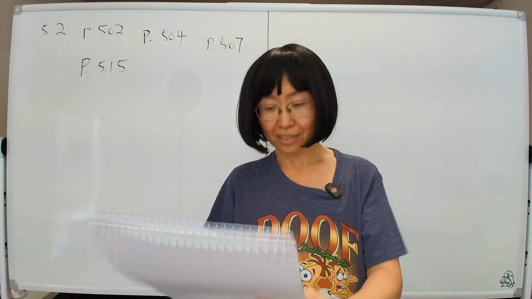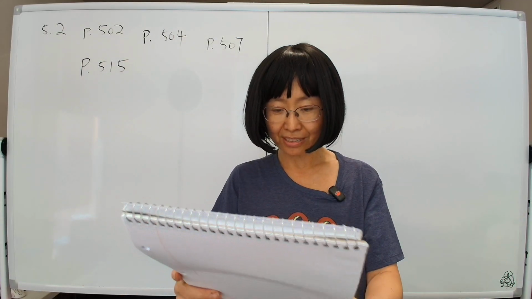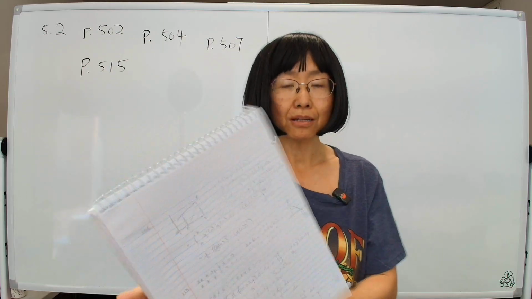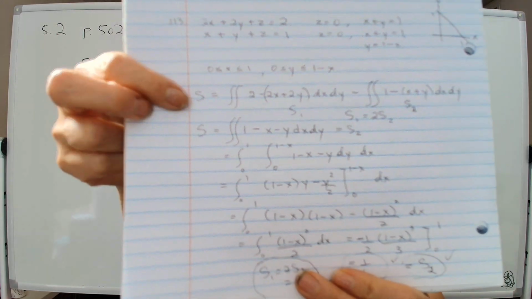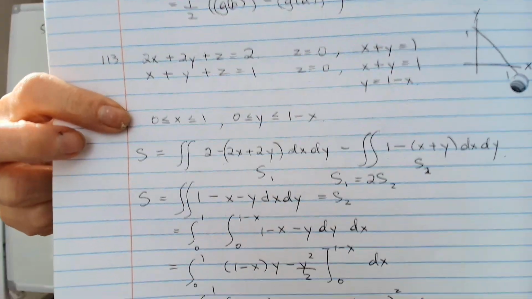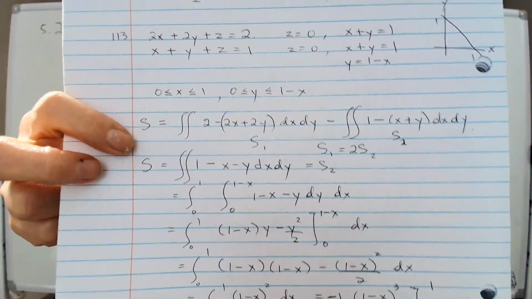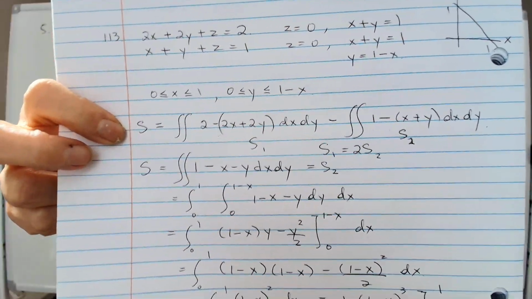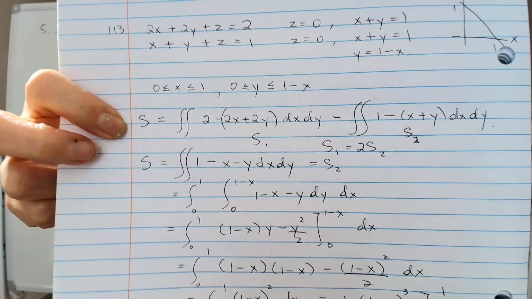Well, I don't know if it does, but we're just going to go ahead and do this. So we're going to do the double integration. We're integrating for x from 0 to 1, y from 0 to 1 minus x. So the surface S will be S1 minus S2.